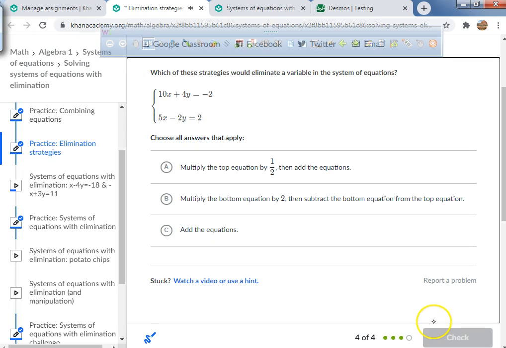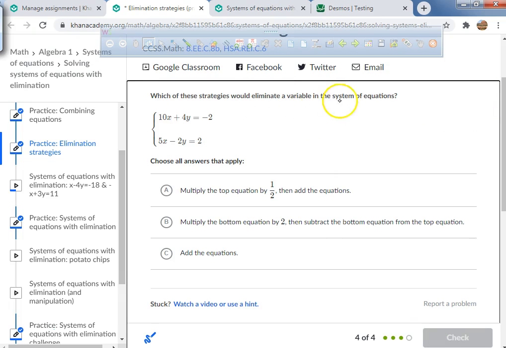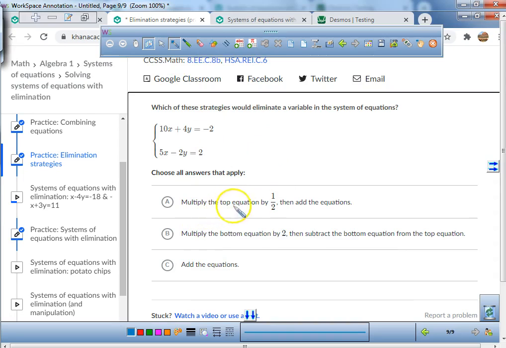All right, last one. Which of these strategies would eliminate a variable in the system of equations? What do I have to do? I have to check to see if these work. So here we go. Multiply the top equation by a half, then add the equations. So what am I going to do? I'm going to multiply the top equation by a half.